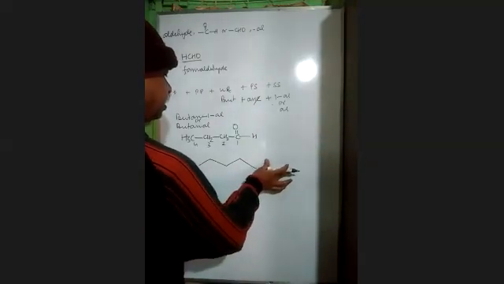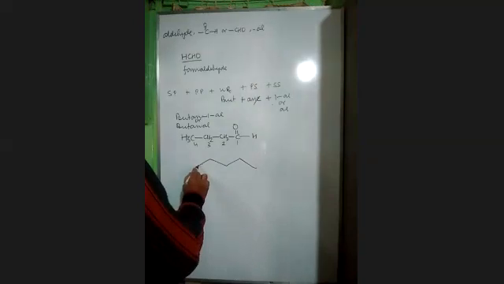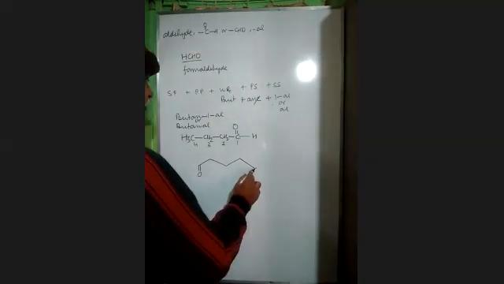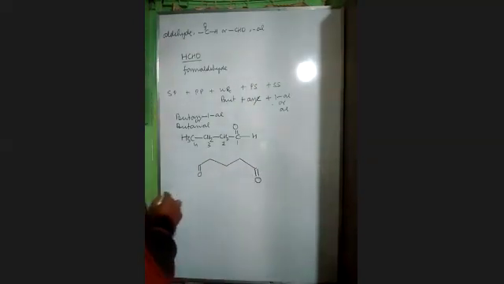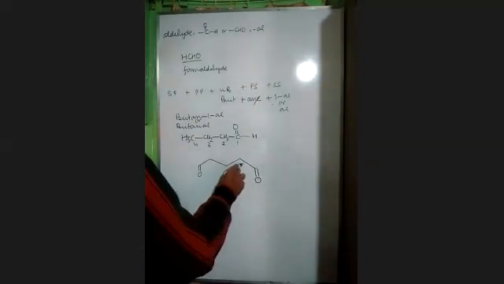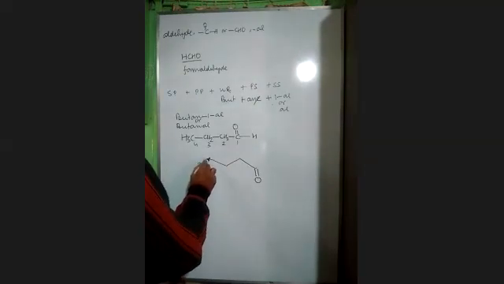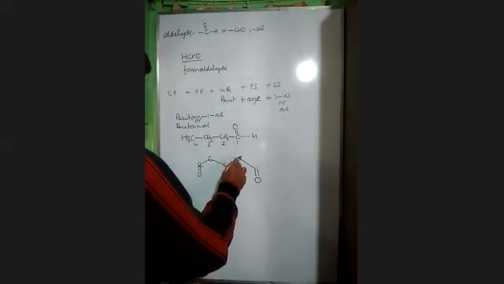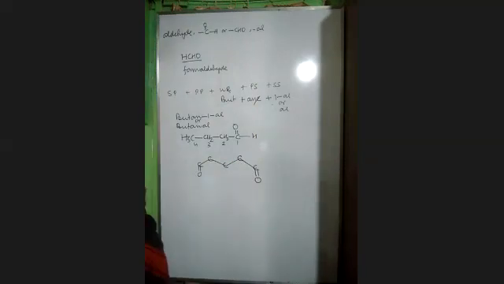No, they will not write anything here. Nothing will be there. Then don't fall from the sky, because this is the bond line structure. In bond line structure, what you are supposed to do? Everywhere you will put carbon. C, C, C, C, C.